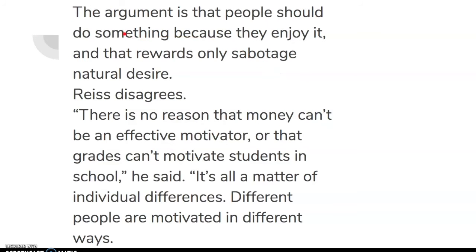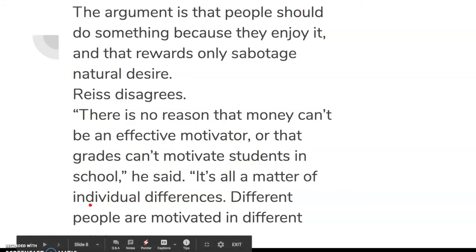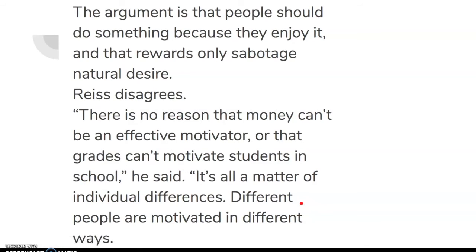Alright. The argument is that people should do something because they enjoy it, and that rewards only sabotage natural desire. Rice disagrees. There's no reason that money can't be an effective motivator or that grades can't motivate students in school, he said. It's all a matter of individual differences. Different people are motivated in different ways.